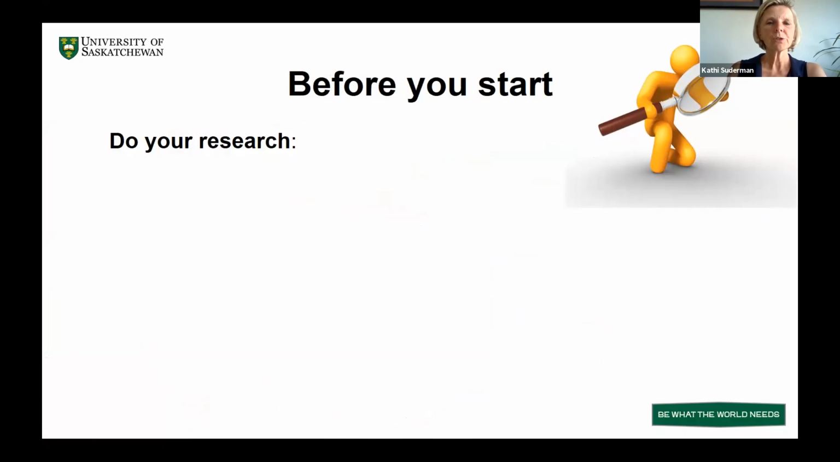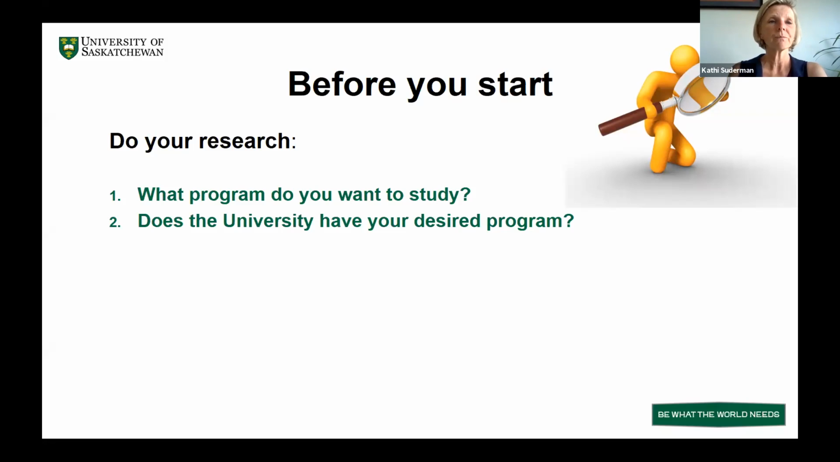So, what do you need to know about contacting a supervisor? You need to do your research before you start. What program is it that you want to study? You should keep in mind that your field of study might have a different name from institution to institution. So maybe what you know it as is called something different at our university. So what program do you want to study? And then look to see, does the university that you're applying to have your desired program?